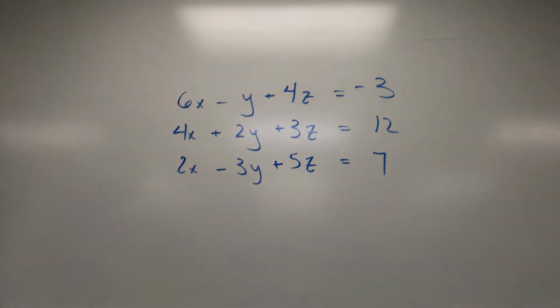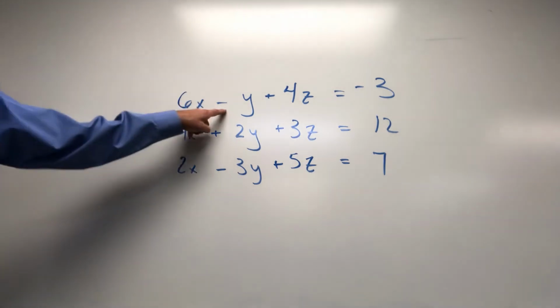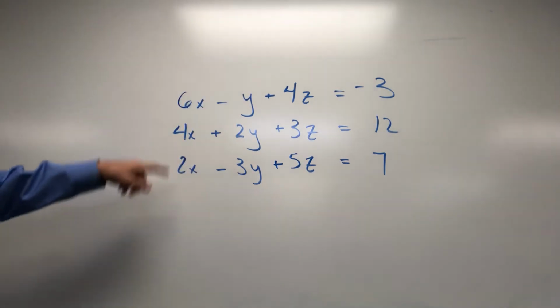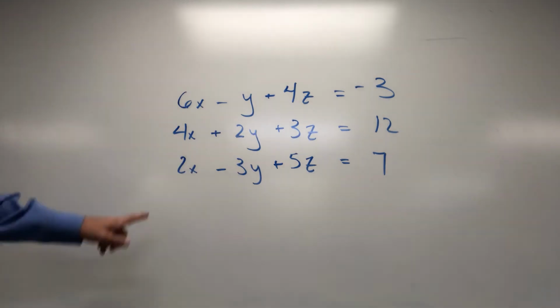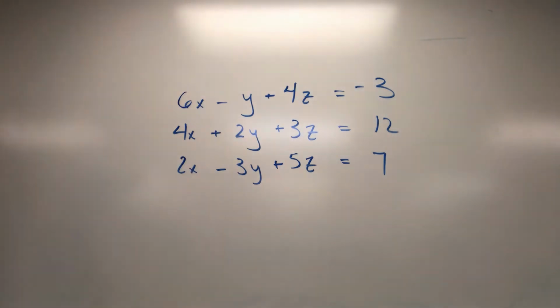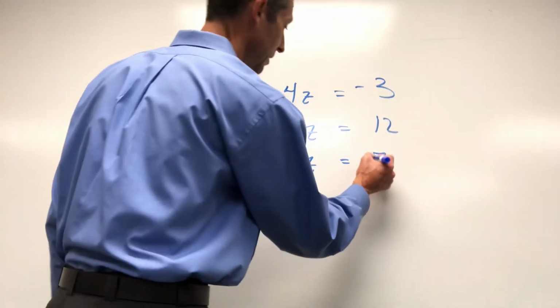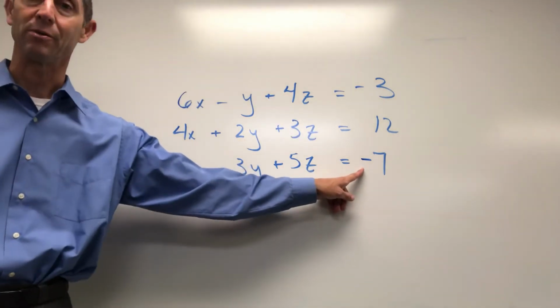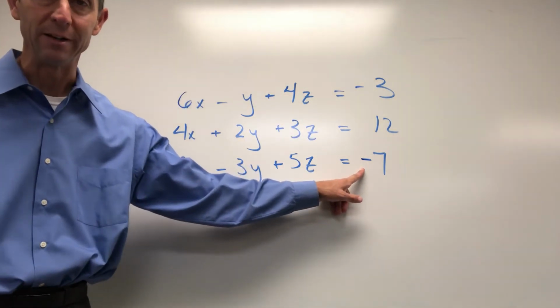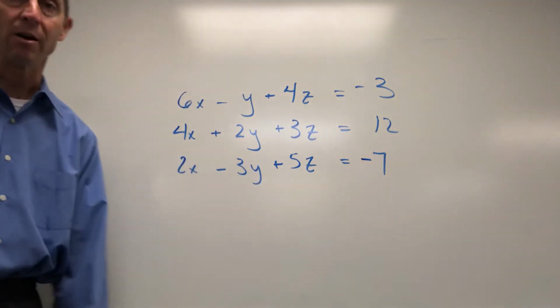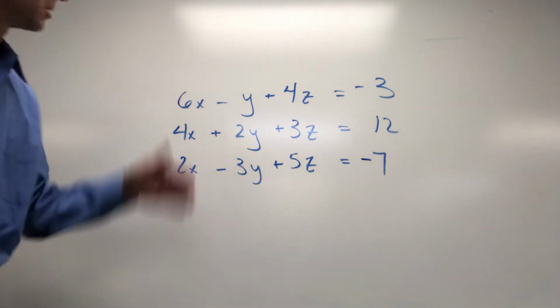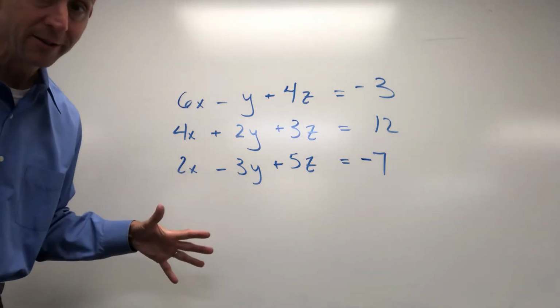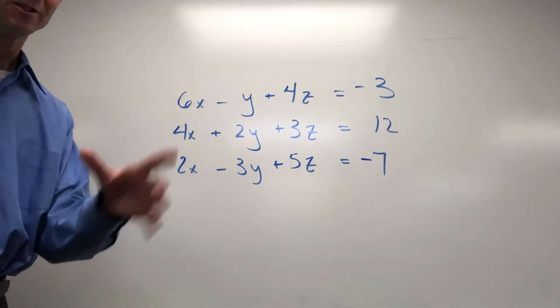All right, double check, make sure I wrote it down correctly. 6, negative y, 4z equals negative 3. 4, 2, 3, 12. 2 minus 3, 5, negative 7. Oh, it's negative 7. Good catch. Whew, that would have hurt, to do the whole problem and figure out you wrote it down incorrectly. That'd have been a killer. All right, so triple decker problems: 1, 2, 3 equations. With these 3 equations, let's get ready to roll.